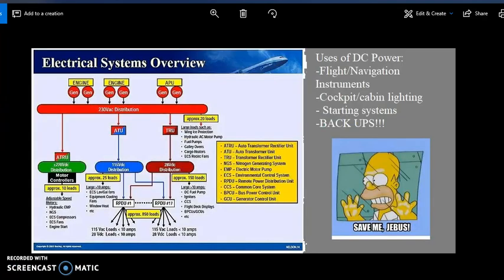The use of DC power circuits on aircraft: they power things like your flight and navigation instruments, cockpit and cabin lighting, starting systems, and, of course, most importantly, your backups. So usually your batteries are your last option, depending on what kind of aircraft you have, and they supply that DC power to keep you afloat until hopefully you can find somewhere to safely land.